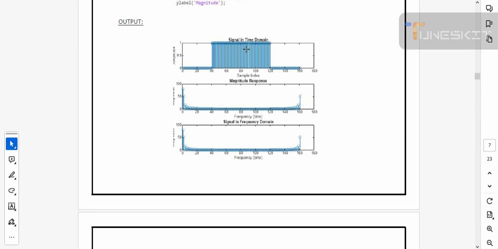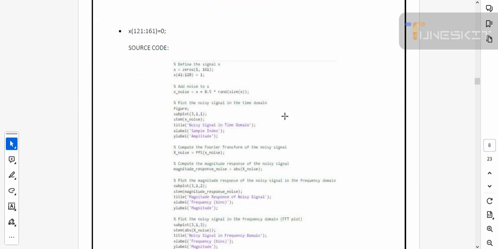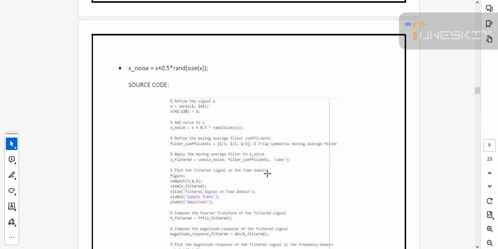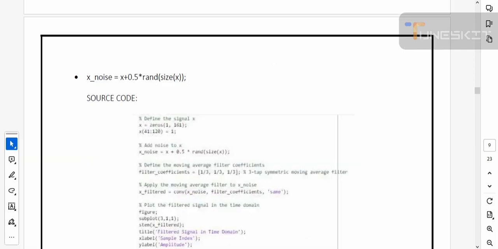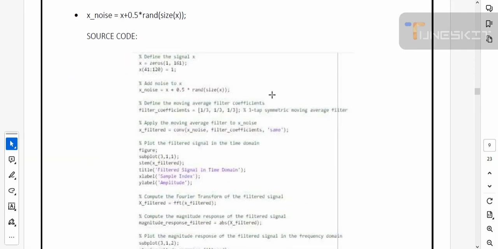As we can see, first is the signal in time domain, the second is the magnitude response, and the third one is the signal in frequency domain. And the fourth part of this task ranges from 121 to 161. We change the value of x in the above code and then simulate this code. We obtain this output.